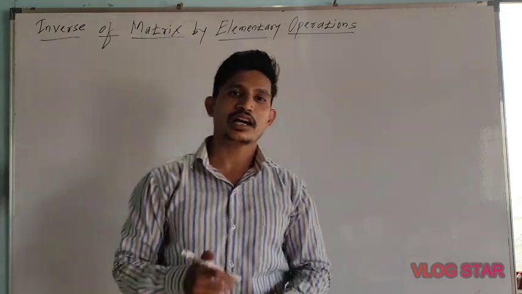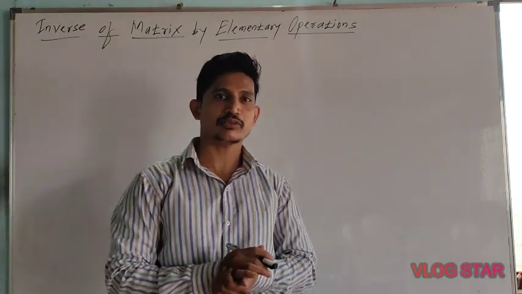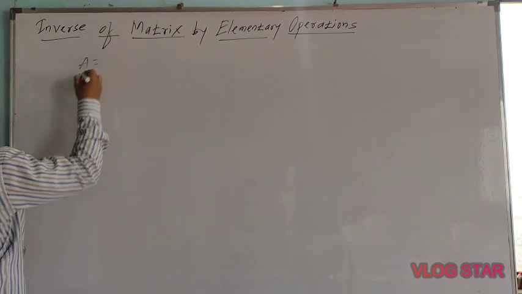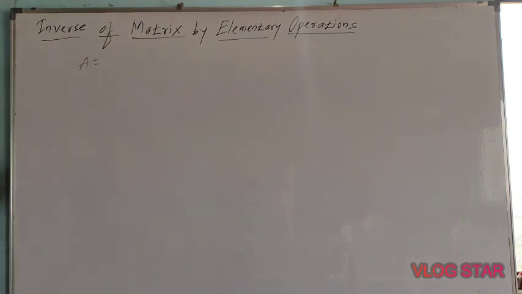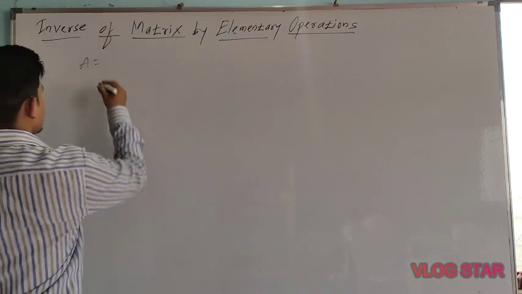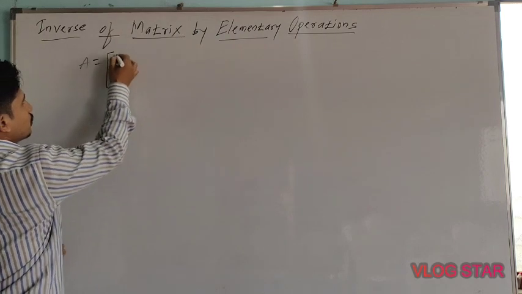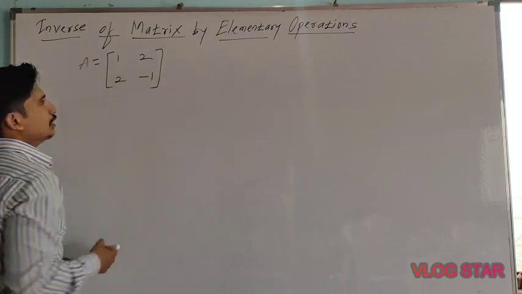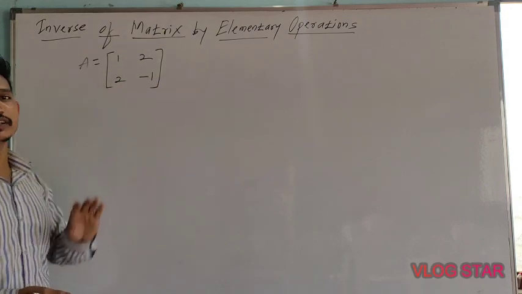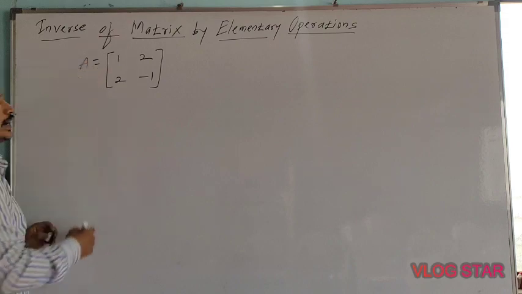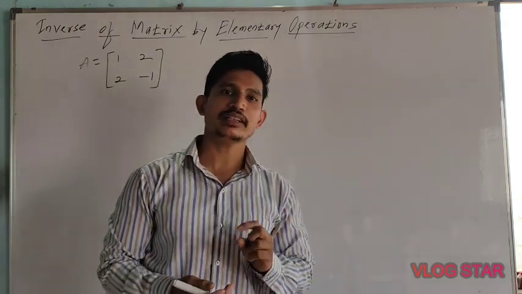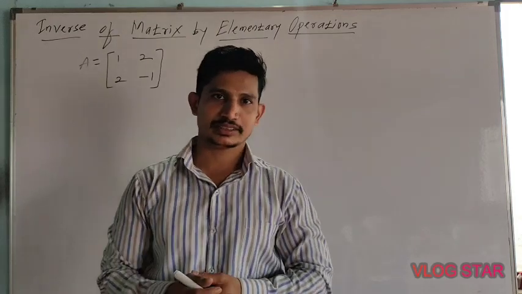So I am going to take one example here. One matrix I will take here. Matrix A is given: 1, 2, 2, minus 1. So matrix A is given here as 1, 2, 2, minus 1. And what they'll ask is how to find the inverse of the matrix.